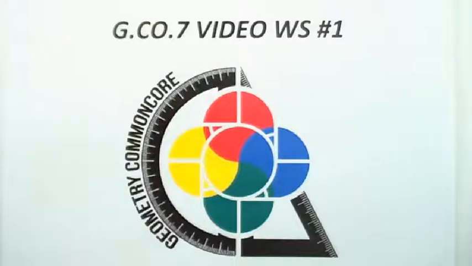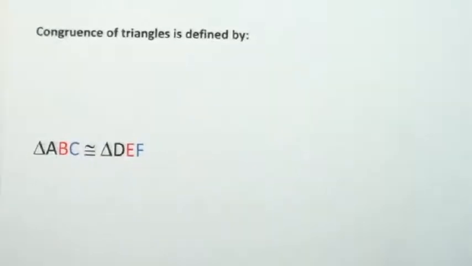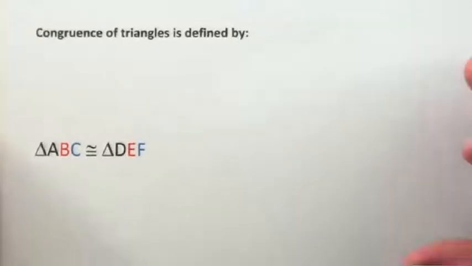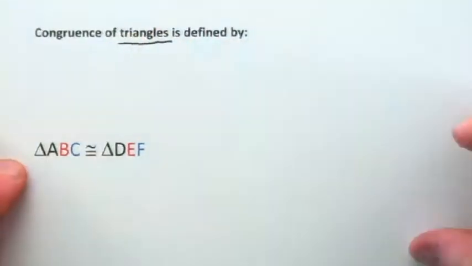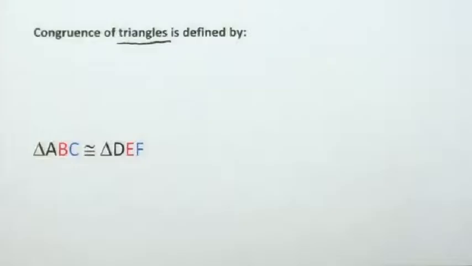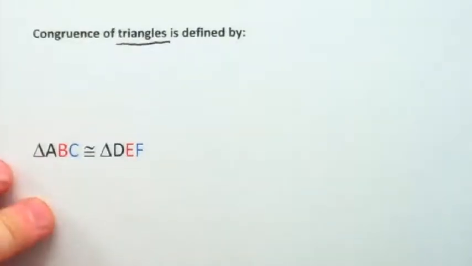Alright, this is GCO7. This video deals with worksheet number 1 and is very similar to the concepts that we just did in the previous objective, GCO6. In GCO6 we were referring to the congruence of any shape or any figure, and here now we're narrowing it down to only that about triangles. So you'll see this definition is very similar to the last one, but now more specific to triangles.